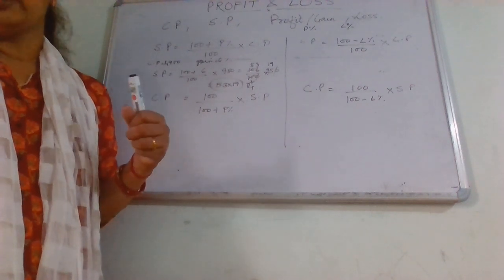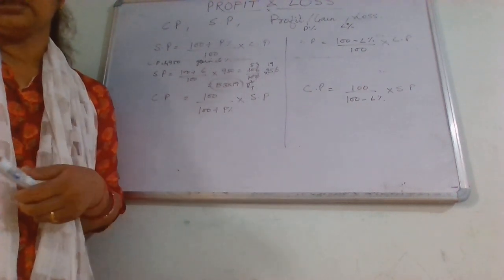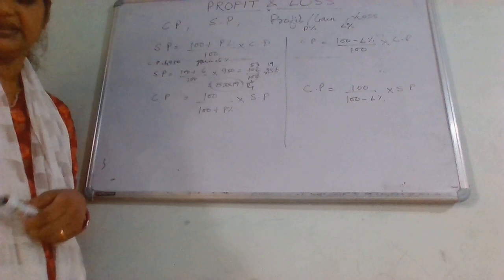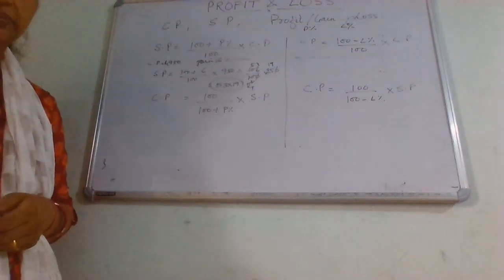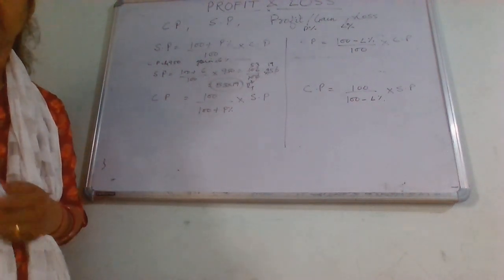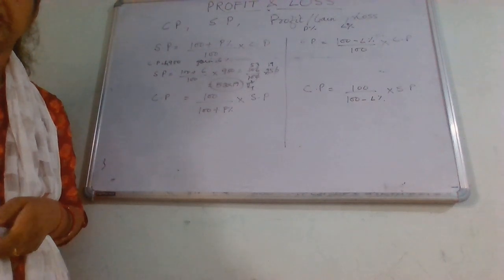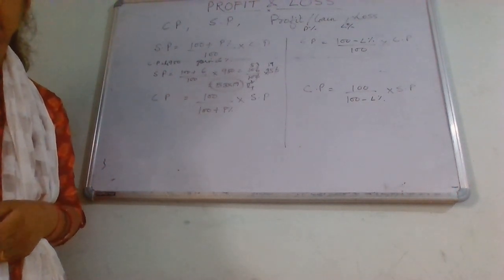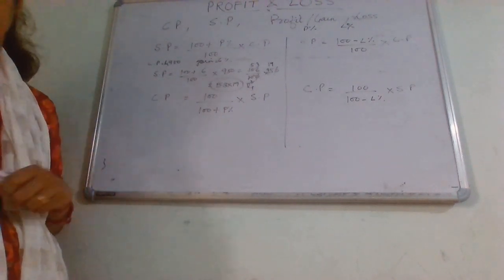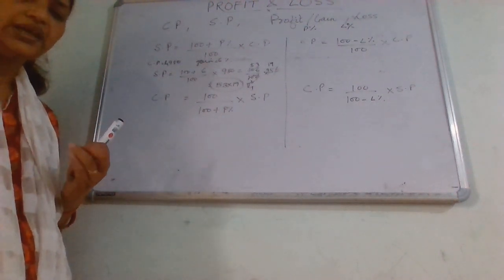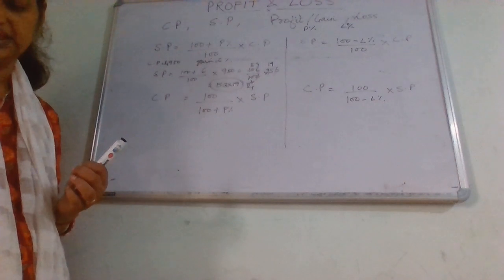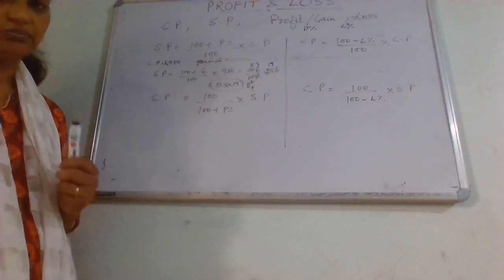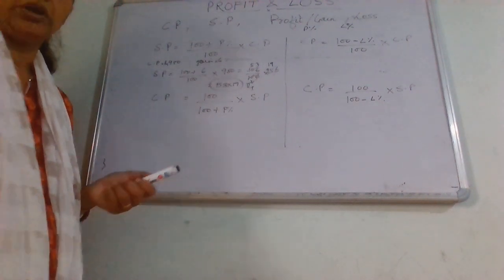Similarly, the second will be done by finding the gain or loss percent. So here it will be like this. And question number 3, find the CP when SP is equal to 924, gain is equal to 10%. So you have to find out the CP by this formula. So question number 1, 2, 3 you can do easily. Now question number 4.